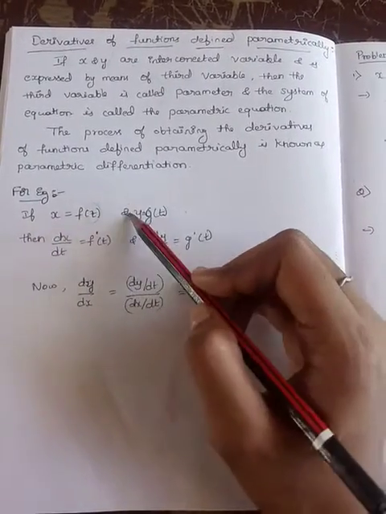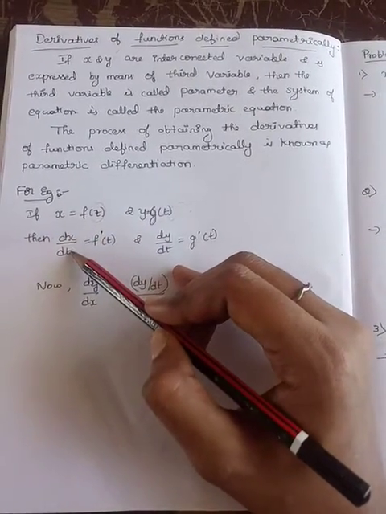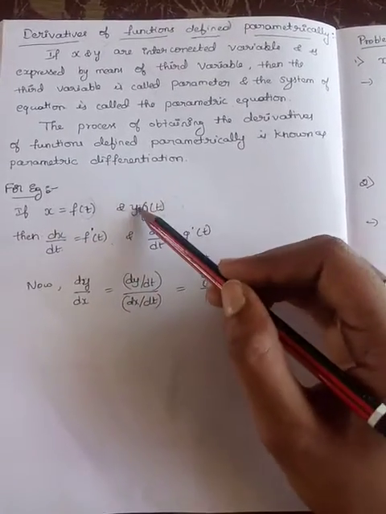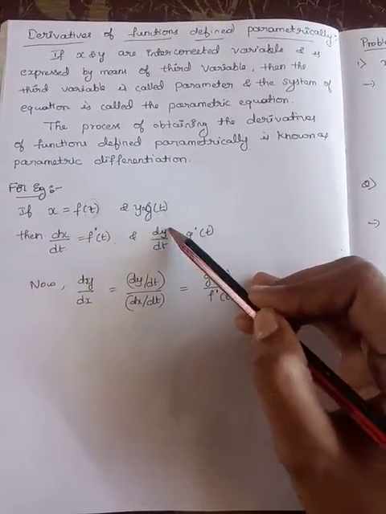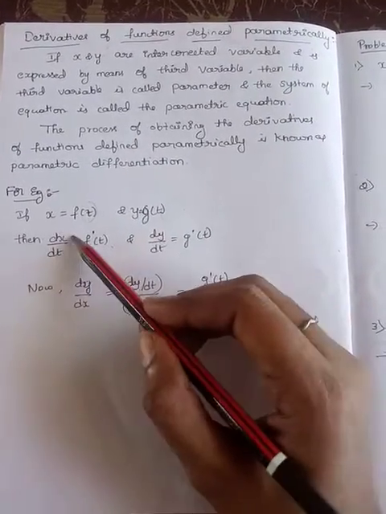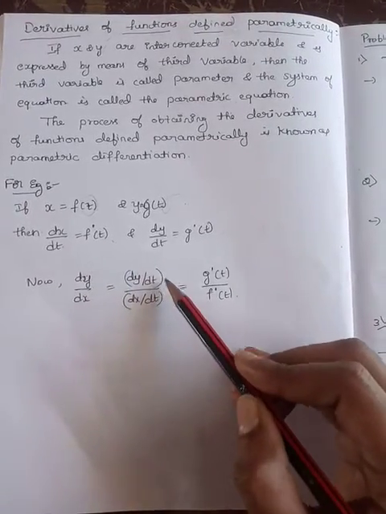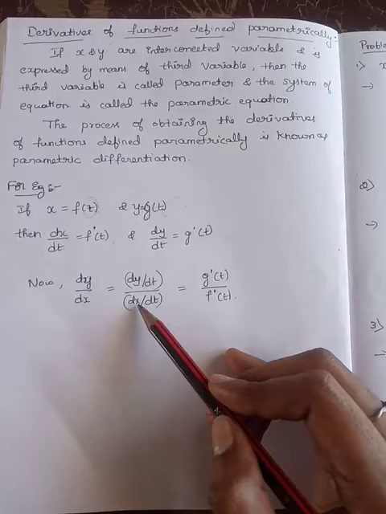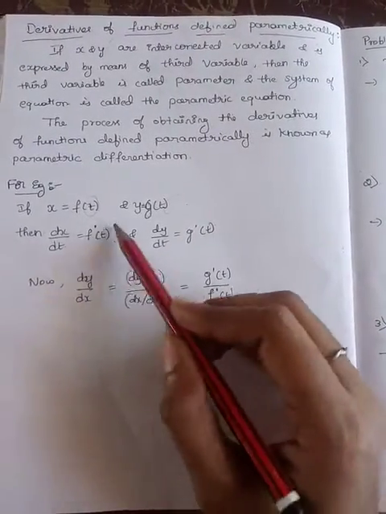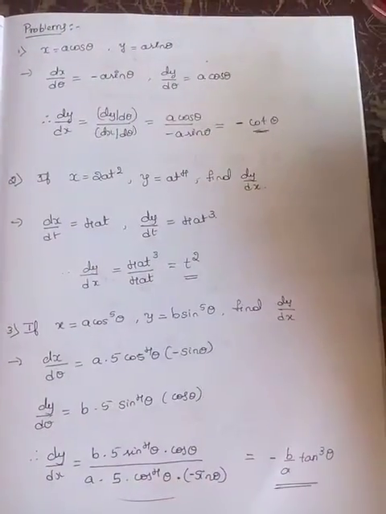How to differentiate these two terms? We have to differentiate x, which is a function of t, so dx by dt we have to find. dx by dt is equal to f dash of t, and y is again a function of t, so dy by dt is equal to g dash of t. We need to find dy by dx, so dy by dx is equal to dy by dt divided by dx by dt, which is equal to g dash of t divided by f dash of t. Let us discuss some problems based on parametric differentiation.